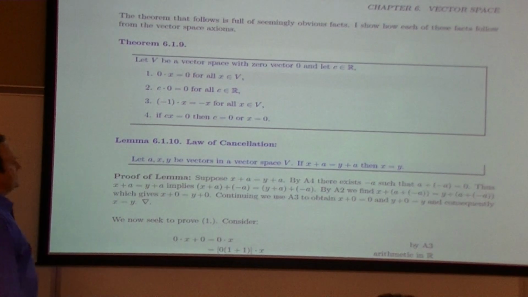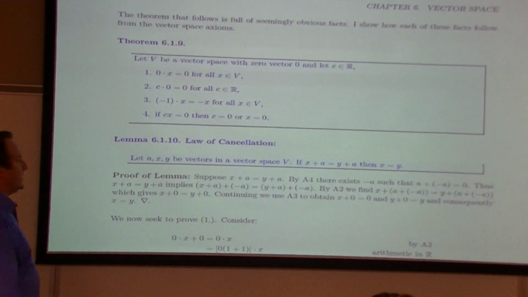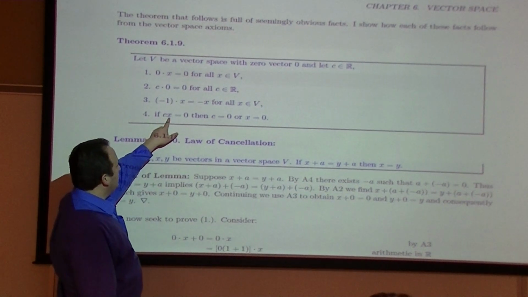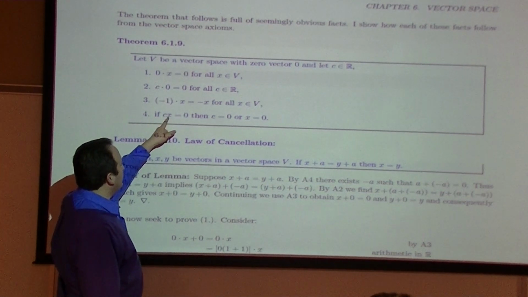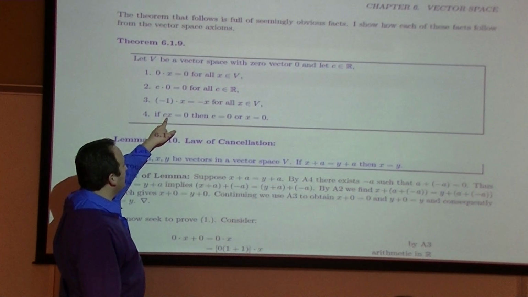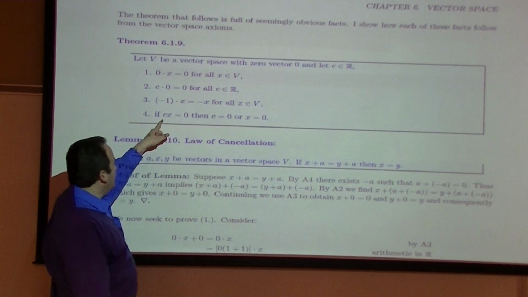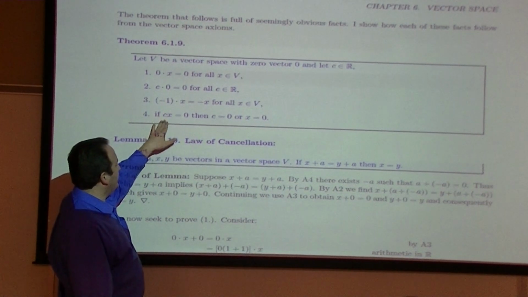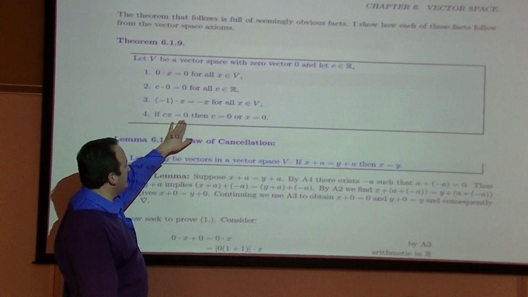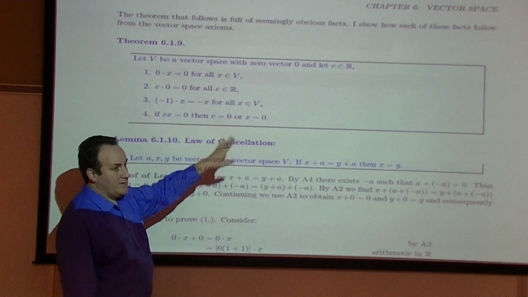And finally, we get this wonderful cancellation property. I guess I'm missing a dot here to be notationally consistent. I use juxtaposition here, but maybe I should write c dot x just to be consistent. If the scalar multiple of a constant and a vector is 0, then either c is 0 or x is 0.